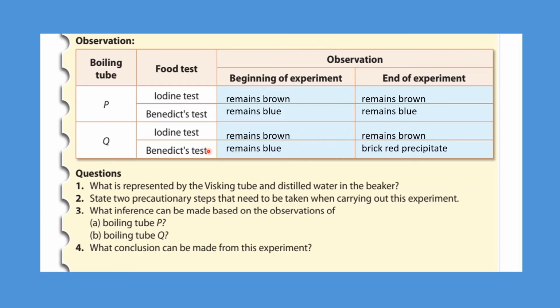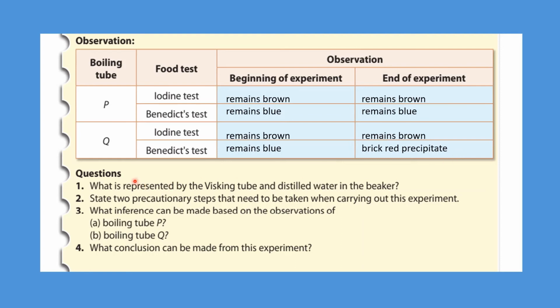But for the Benedict test for boiling tube Q, at the beginning of the experiment, there is no glucose in the distilled water. But after 30 minutes, after we conduct the food test, we can see the Benedict test change to a brick red precipitate. It shows there is glucose in the distilled water in boiling tube Q after 30 minutes.